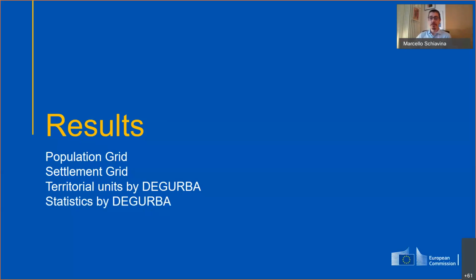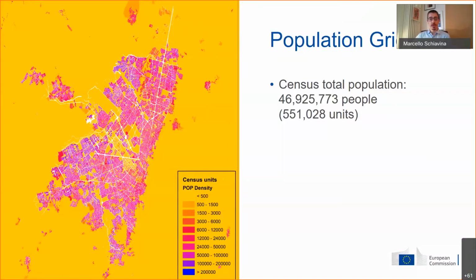So let's see now the results of all this process: the population grid, the settlement grid, classification of territorial units, and finally the statistics summarized by degree of urbanization. So we took the census polygon layer of Colombia, here shown as population density in Bogota area. It's quite detailed. It has a total of 550,000 units with about 47 million people.